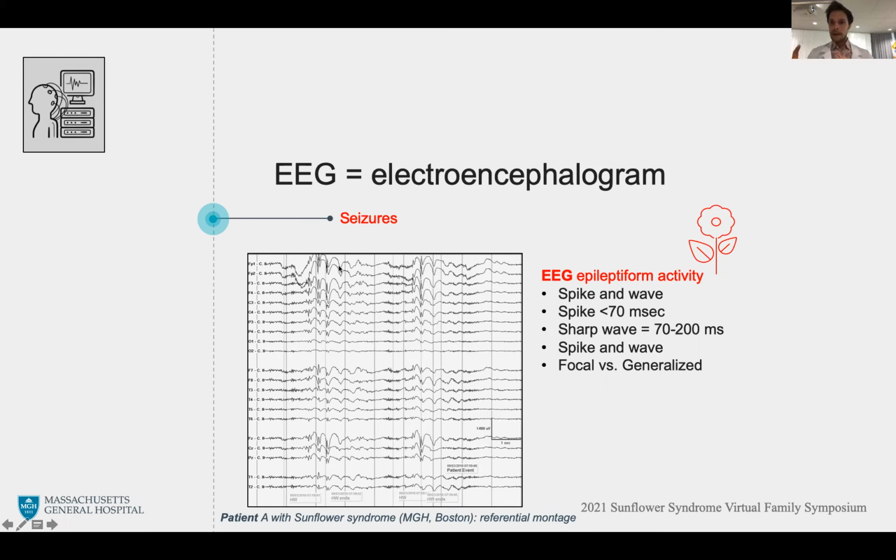And if we go back to the double banana system, remember the different numbers and letters on the head, you can see it over here on the left. There you can see, for example, is it more in the frontal region or is it more in the back of the head? So you can see where the activity is coming from. You can then see, is there a specific focus? Then you can say, okay, it's focal epilepsy. If it's activity everywhere in the head, we call it generalized epilepsy. And this is what we see the most in sunflower syndrome patients, that it's everywhere in the head.